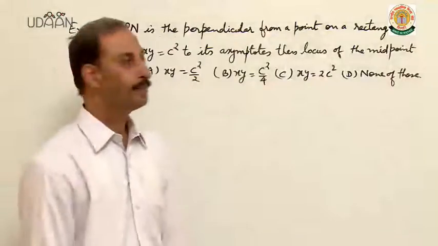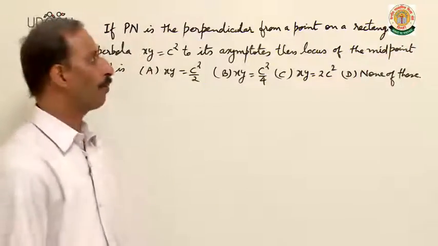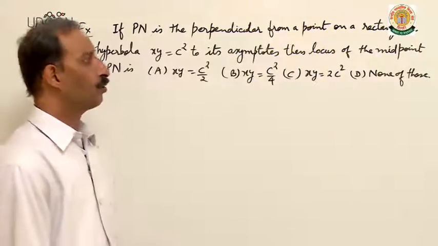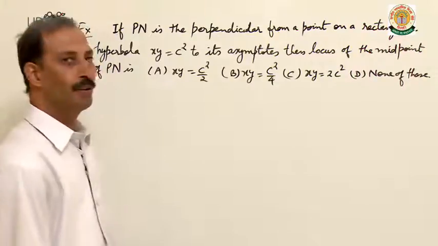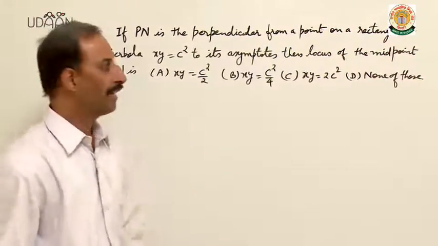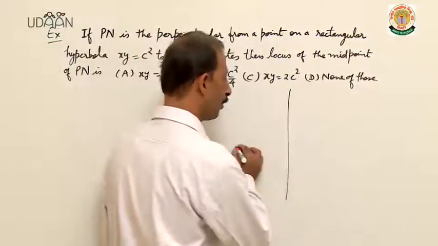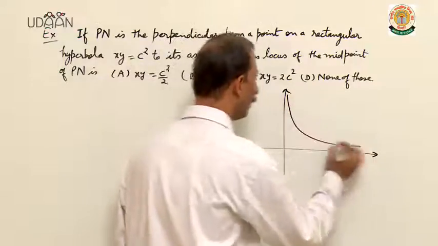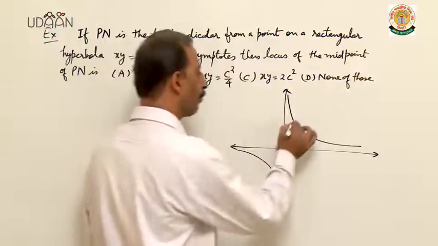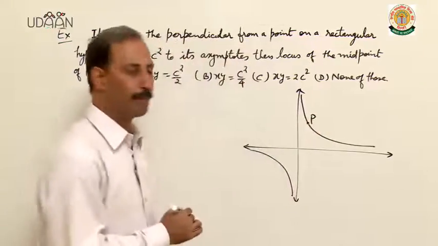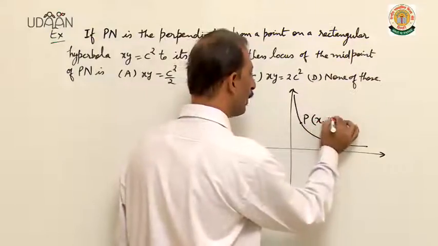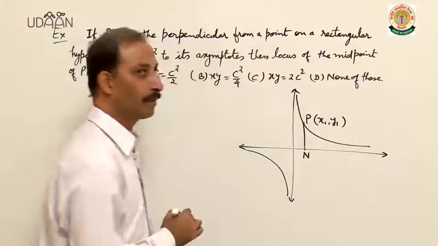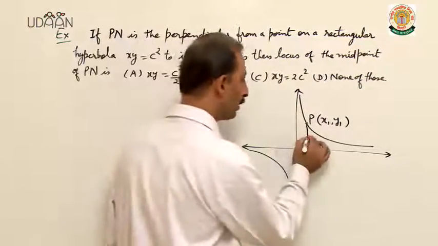In this example, if PN is a perpendicular from a point on the rectangular hyperbola xy is equal to c square to its asymptotes, then the locus of the midpoint of PN is. Draw a diagram so you can know where P is, where N is, and where Q is. P is any point on the rectangular hyperbola. I am taking its coordinates x1, y1. We have drawn the perpendicular on the asymptote, PN, and the midpoint of PN is Q.